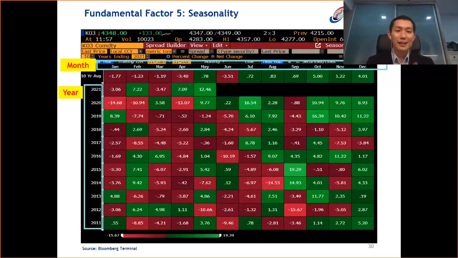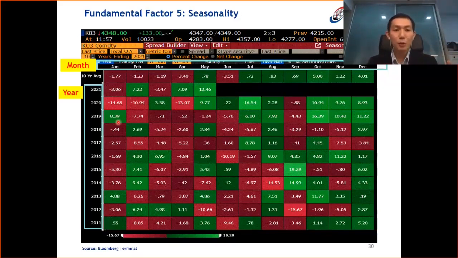So here, for example, let's look at the first column, which is January. This whole row is January, right? Here we can see each and every year, January 2021, January 2012, and so on. We can see there is a pattern where generally in January there would be more red than green. Let's say here we have 10 years, there are only 3 green months and 7 red months. So this is a pattern.